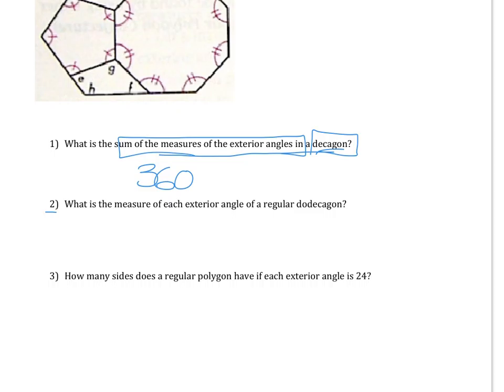Number 2, what's the measure of each exterior angle of a regular decagon? So each exterior, and a dodecagon is 12 sides.